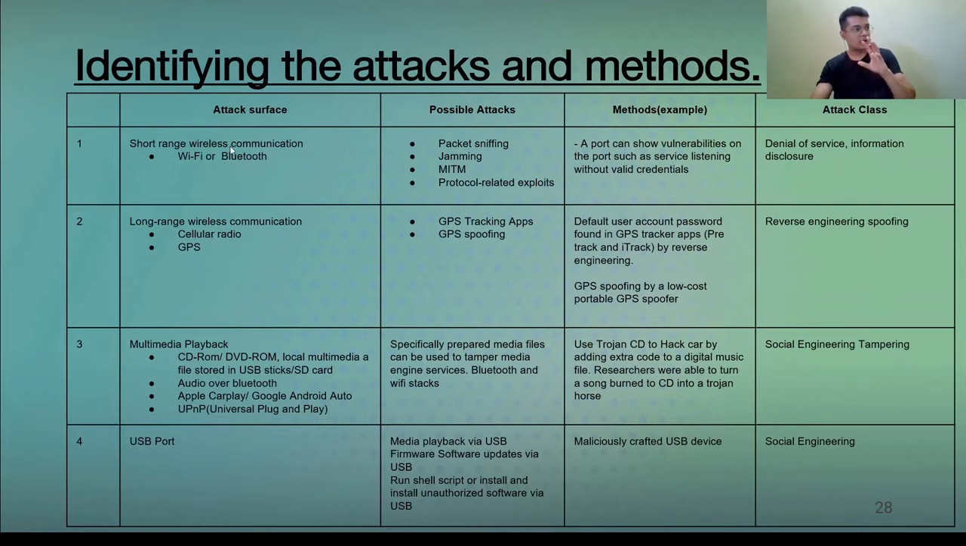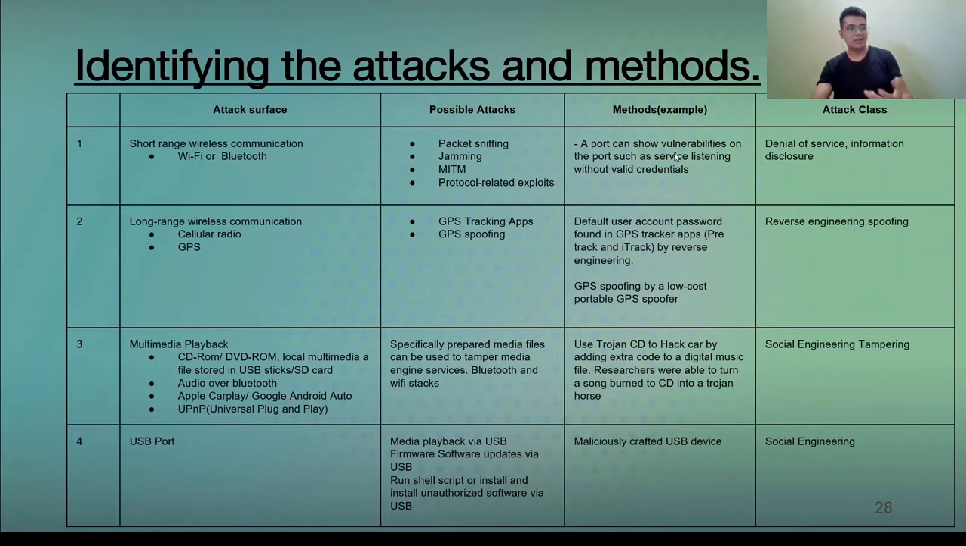Corresponding to these attack surfaces that I have identified over that network, I will try to understand what the possible attacks could be. Corresponding to the Wi-Fi, there could be packet sniffing, jamming, man in the middle attack, or protocol related exploits. You have DoIP, diagnostics over IP, and everything implemented, so there are protocol related exploits that could be possible. What could be the method? If these are the attacks, I will try to understand what could be the method to do these attacks. Let's say a port can show vulnerability.